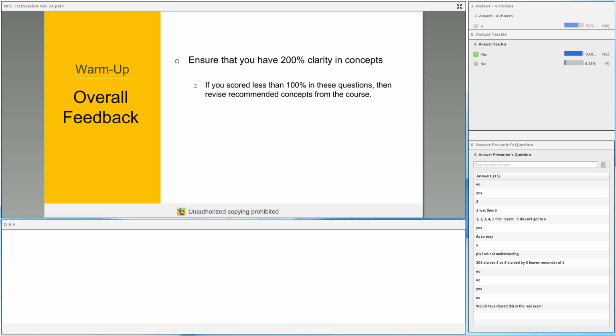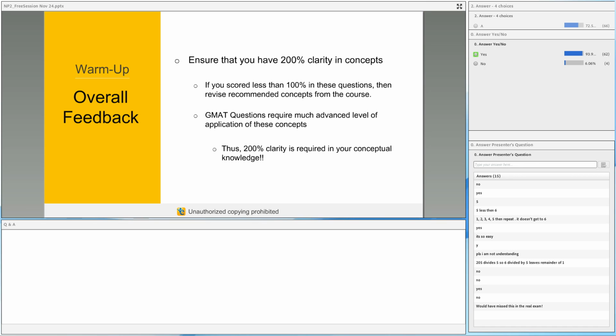If you're scoring less than 100, then as I told you, you need to go through the concepts. And believe me, GMAT is not going to test you on really hi-fi concepts. The concepts are going to remain really simple. That is Q into D plus R. That's it. All the advanced level questions are just based on small logic, nothing else.